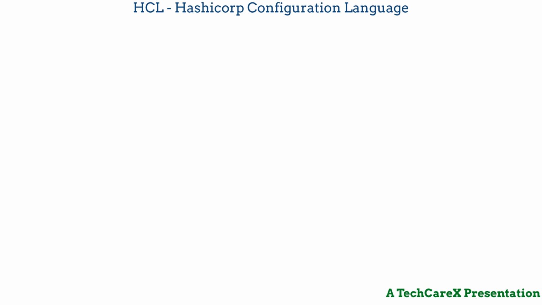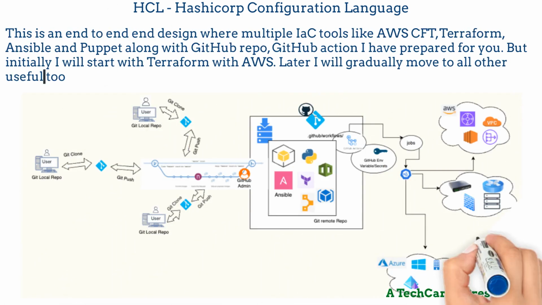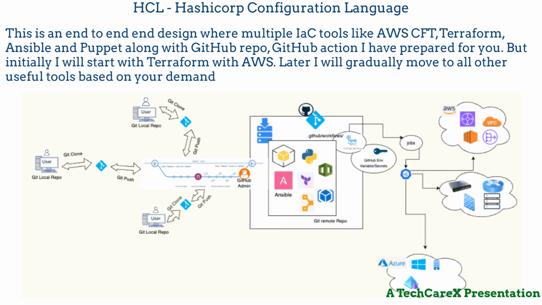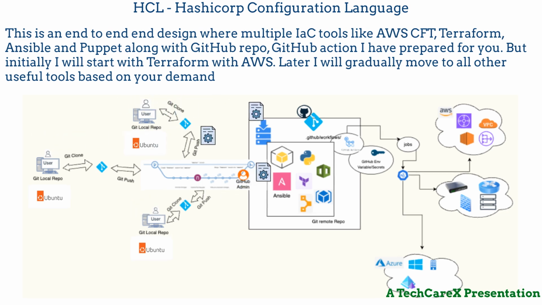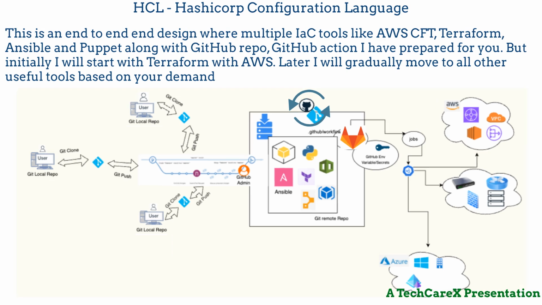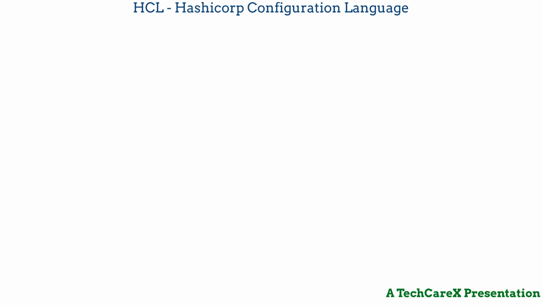Now, to proceed further, let's set up an environment according to this design, where initially Terraform will run from an Ubuntu system, interacting with AWS Cloud. Later I will extend my demonstration by introducing Git as a repository and integrating .gitlab-ci.yml as a full CI/CD pipeline to complete the end-to-end IaC workflow.